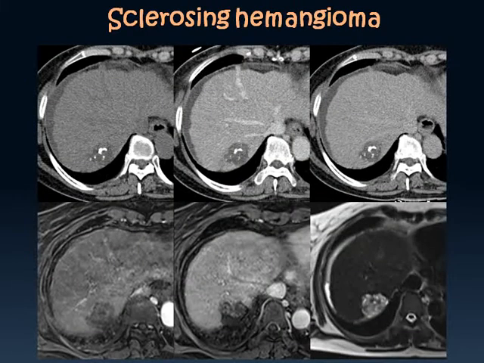This is an example of a sclerosing hemangioma. We can see ring-like calcification and poor enhancement. T2 weighted image shows bright signal intensity similar to that of CSF.